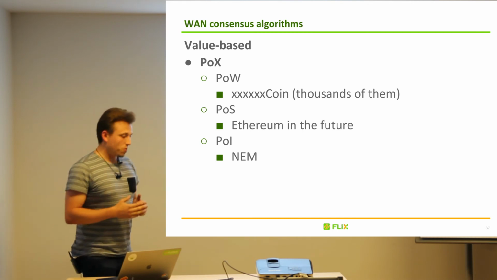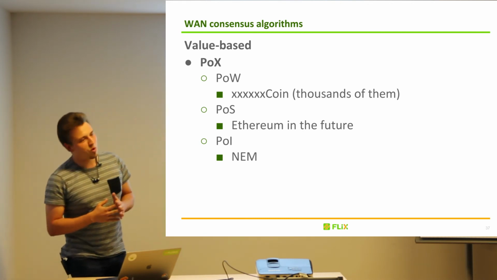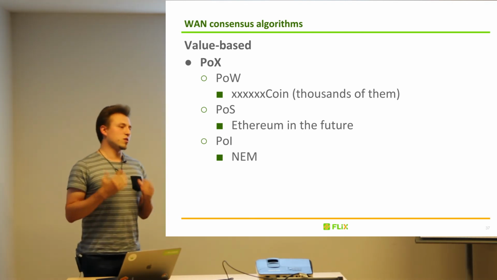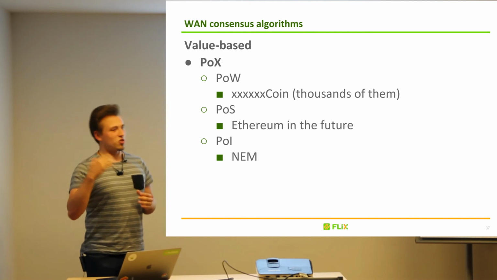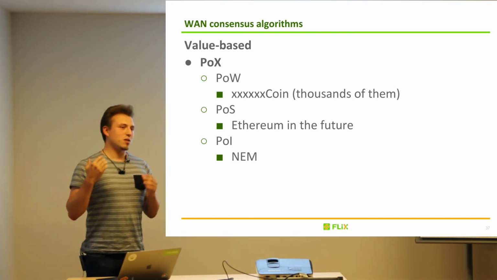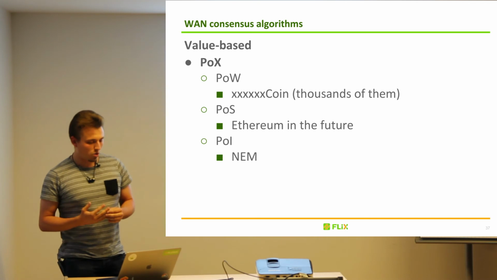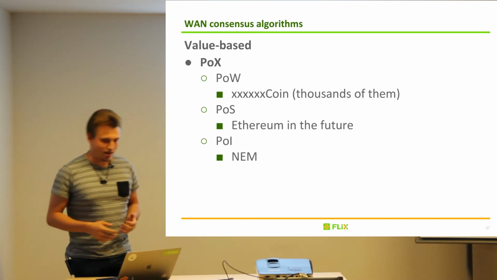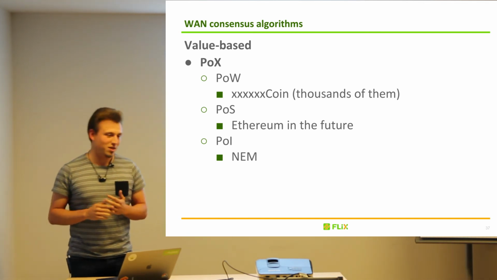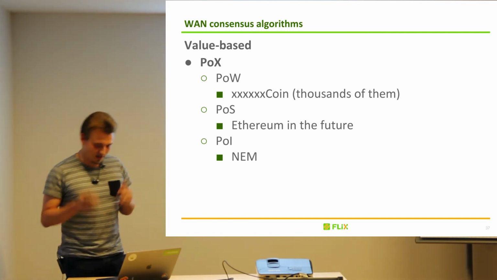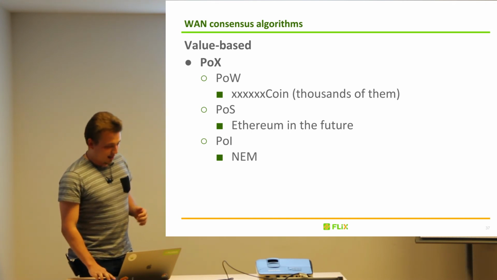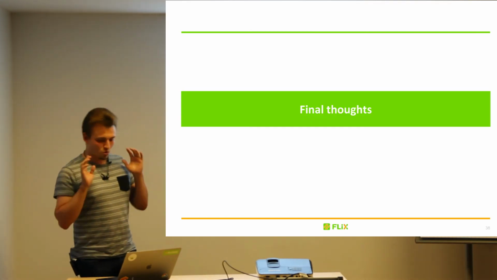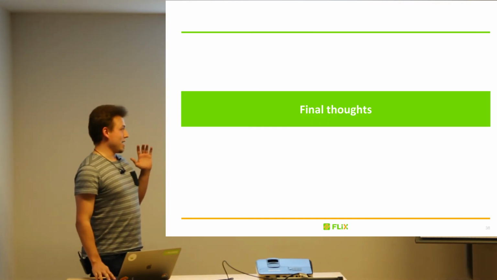Proof of importance is a bit more interesting. It actually bases on the activity of the node. So it doesn't mean that the rich get richer. It's about the most active, the most valuable get some small benefit. So there's NEM, some Japanese cryptocurrency that they like for some reason, I don't know why, that implements this specific algorithm.